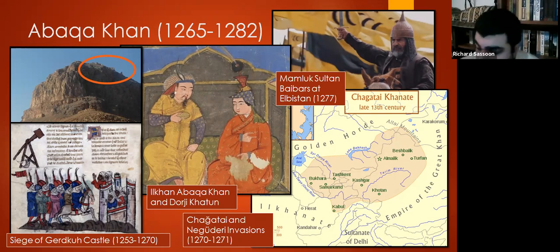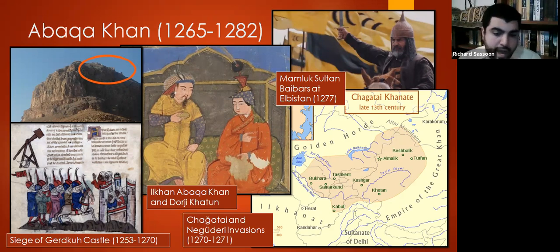Ilkhan Abaqa religiously was still a Buddhist. And so he had no compunction about whether or not he was going to support different religions or different faiths within his borders. We have to remember, of course, that his mother was a Christian, a Nestorian Christian, and Abaqa Khan saw no issue with building numerous churches throughout the kingdom. Neither did he see a problem with building mosques as well.